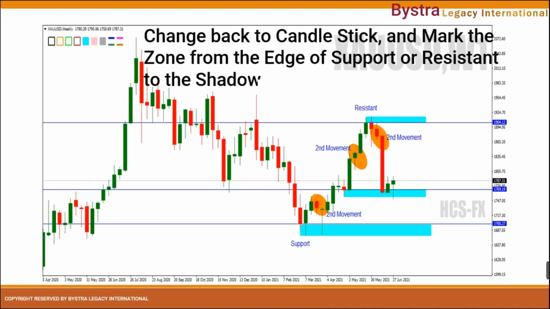Next, we change back to the candlestick chart. Mark the edge of the support from here all the way down to the shadow. So we mark from here to here. The resistance as well, mark from the edge of the resistance all the way up to the shadow. So this is our zone. From the edge of support, from the edge of resistance, mark all the way to the shadow or the wick. Same goes with this one. Mark all the way to the shadow or the wick.